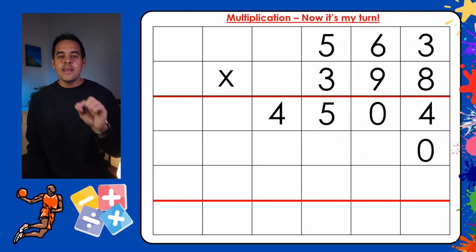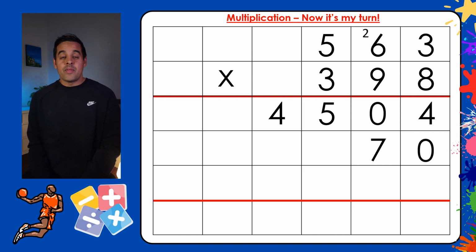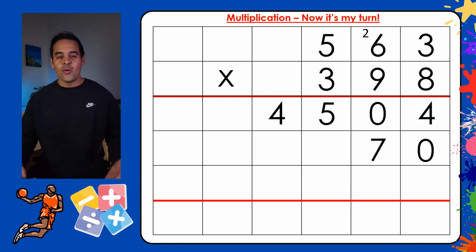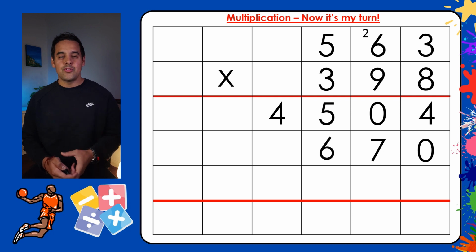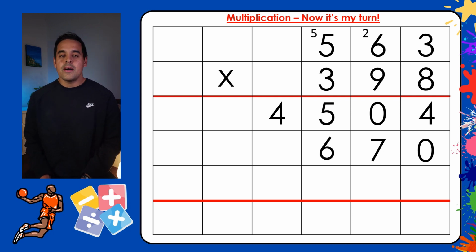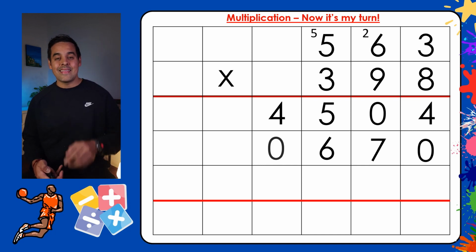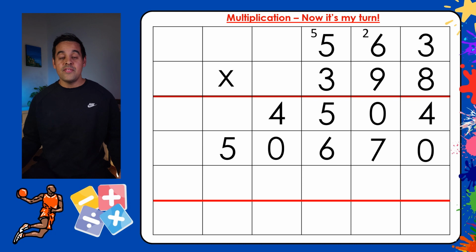Now, 9 times 3 is 27. You put the 7 below and the 2 goes above the 6. Now 9 times 6 is 54, plus that 2 is 56. The 6 goes below and the 5 goes above. 9 times 5 is 45, plus that 5 would be 50. Now if there's no more numbers, that's it.